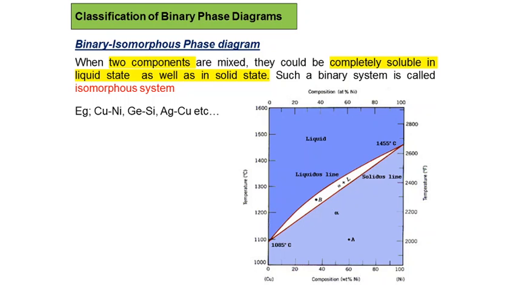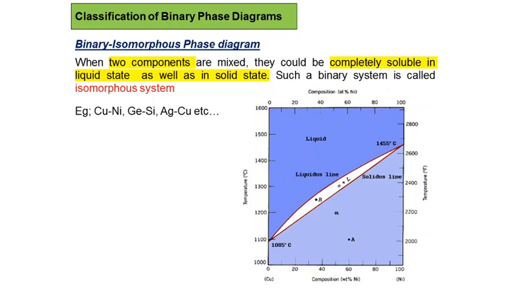Okay, so three regions can be identified over the phase diagram. One is the complete liquid phase, which can also be represented by L, and the complete solid phase, which can also be represented by alpha. So alpha represents the solid phase, L represents the liquid phase. The inner region consists of alpha plus L, which means it is a two-phase region consisting of solid and liquid phase. So this is the binary isomorphous phase diagram.